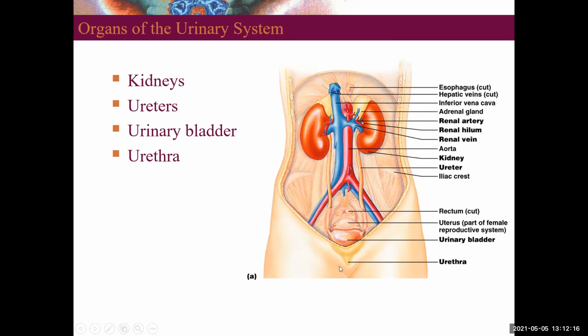This is showing the female urethra, because you see the uterus here. The female urethra is shorter than the male urethra. The female urethra is only 4 centimeters long, whereas the male urethra is 19 centimeters long. The male urethra runs through the corpus spongiosum part of the penis. That's why the length of the urethra is the length of the penis. Okay, that is the difference between the male and female urethra.